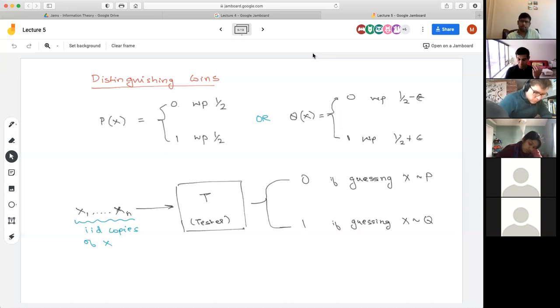And the goal is to distinguish these two. So I have one of these two coins. You don't know which one. And I toss this coin multiple times independently, and I give you the outcomes of my coin tosses. And let's say you're interested in designing an algorithm or a tester which looks at the outcomes that I gave you and does whatever computation it wants on these samples, and then tries to guess whether the coin I had was a fair one or a biased one.